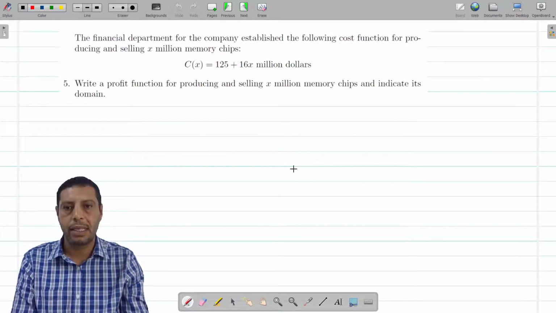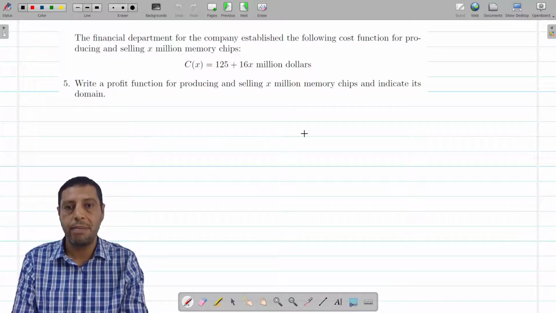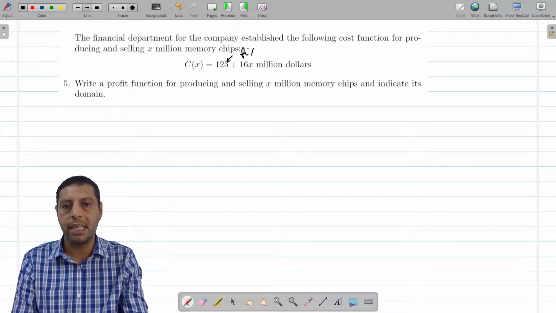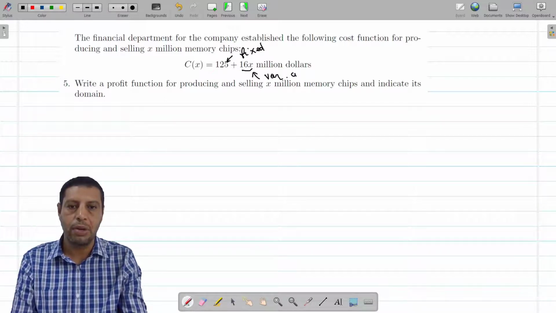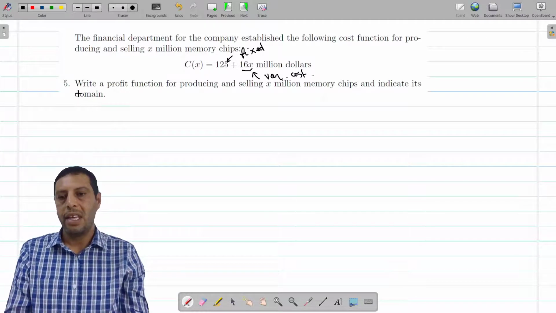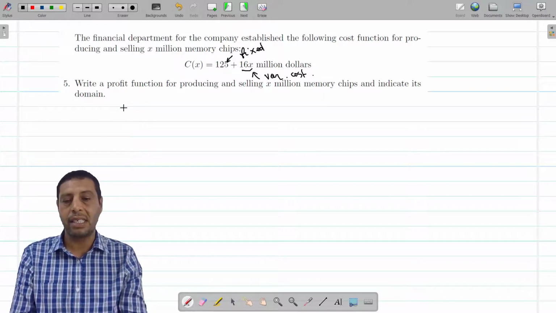Now we're gonna move to the next question. Here it's about the cost function. So the financial department for the company established the following cost function for producing and selling X million memory chips. You have C of X, which is the total cost, equals 125, which represents the fixed costs, since it's a constant cost, okay, fixed costs, plus 16x, and this part is the variable cost, okay? This is variable cost. But anyway, we have our function C of X. The question is, write a profit function for producing and selling X million memory chips and indicate its domain.